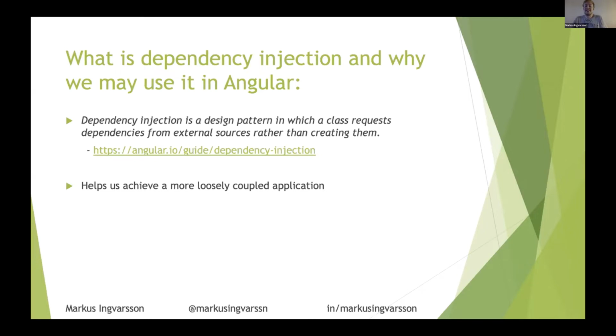So what is dependency injection? It's a design pattern in which a class requests dependencies from external sources rather than creating them itself. Most things in Angular are simply a class, including modules, components, and directives. And we can inject services in all these different types of classes. A service could be used to fetch data from a database. You could use it to maintain state across different views. Basically, it helps us to achieve a more loosely coupled application. And a loosely coupled application is easier to test, and it makes it easier to maintain and replace parts of it without having to break it.